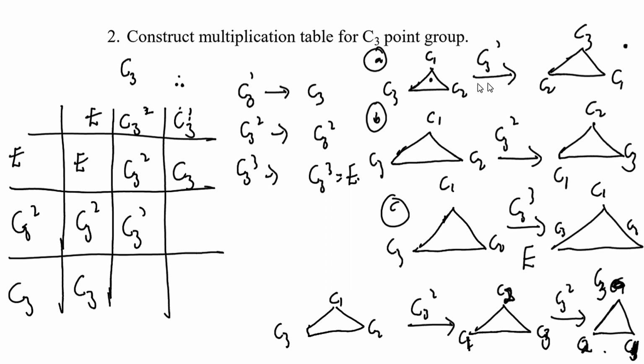So this is C3 prime multiplied by C2. So this one will move 1, 2. So we're going to have 3, 1, and then 2. So for the multiplication of C3 prime and C3 squared, we're going to have 1, 3, 2. So this is similar to C3 cubed. So we have C3 cubed.